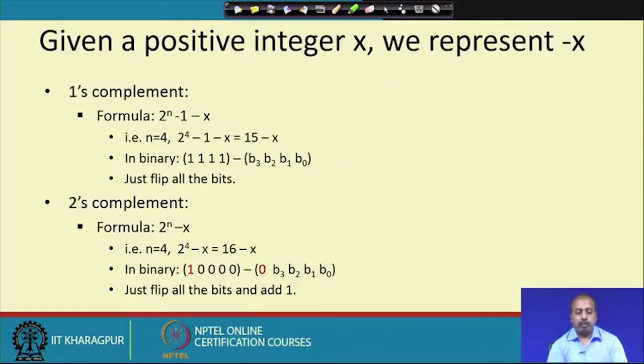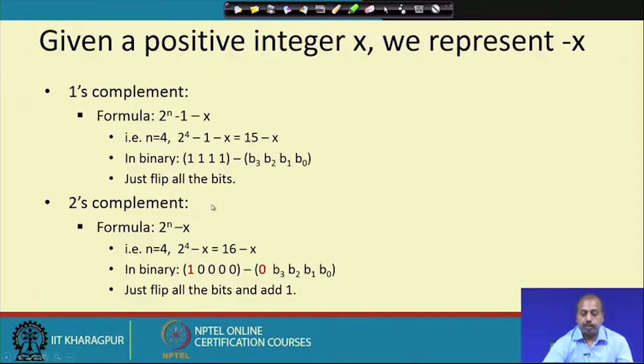For the 1's complement, the overall formula is like this. If the original number is x and you want to represent minus of x, then for 1's complement the formula is 2 power n minus 1 minus x. For example, if we have got n equal to 4, then the formula is 2 power 4 minus 1 minus x, that is 15 minus x. In binary, this 15 is 1 1 1 1 minus x, suppose x is b3 b2 b1 b0. Essentially all bits will get flipped, since you are subtracting from 1, the bits will be getting flipped.